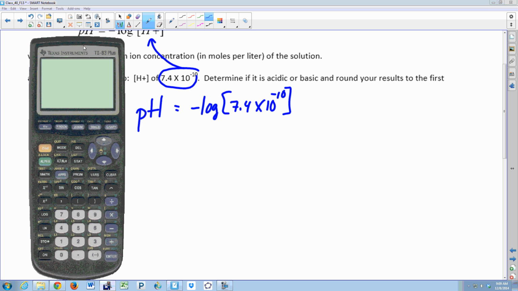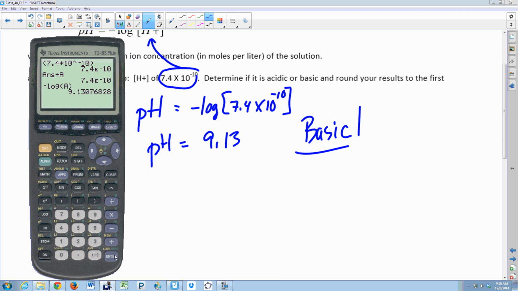We're going to take the log of 7.4 times 10 to the negative 10. So let's clear everything out. I'm going to put 7.4 times 10 raised to the negative 10. Okay, that's my number. And now I'm going to take the log of that. So let me store that number in A. Now I'm going to say the opposite of the log of A. Let's recall alpha A, that way I get the whole thing. And there's my answer, 9.3. So what does that make it? Basic, right? It's basic. Okay, so this is simply a plug-in and put it into your calculator type of exercise. Any question on this before we move along?